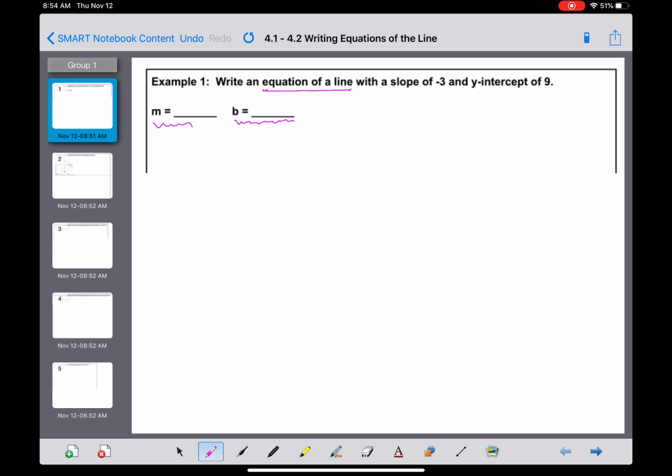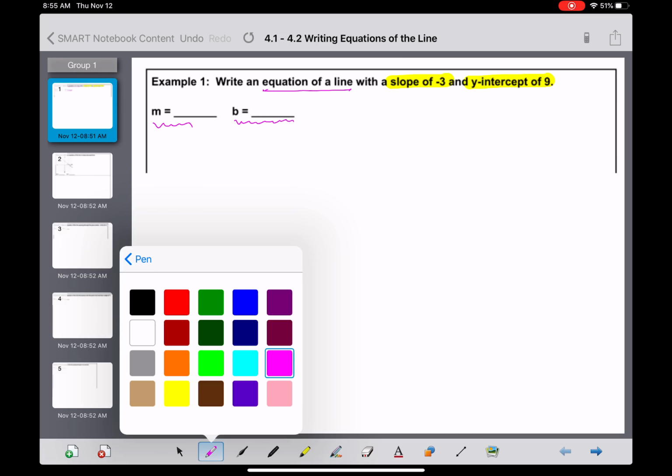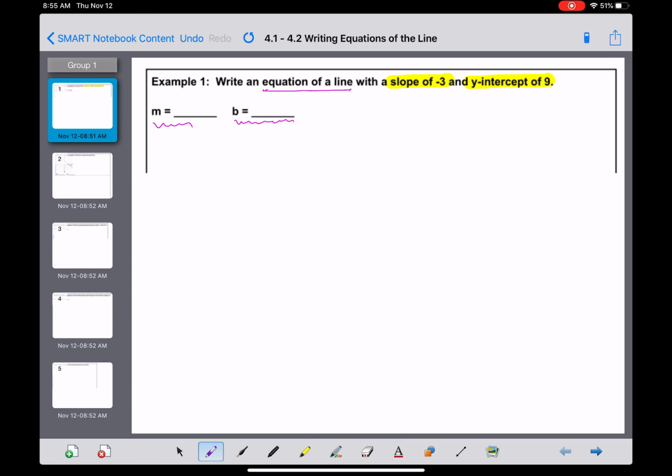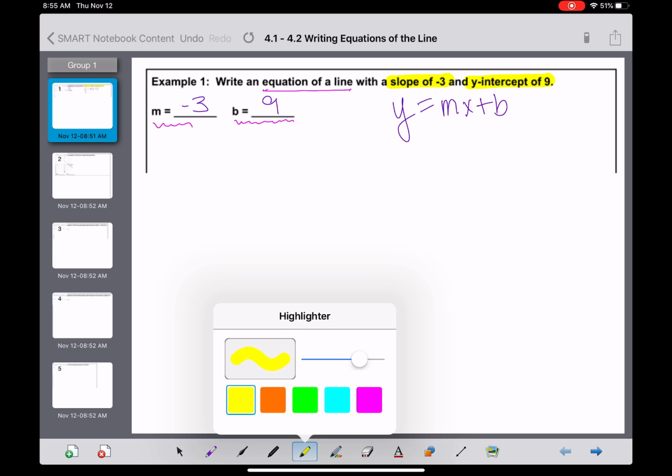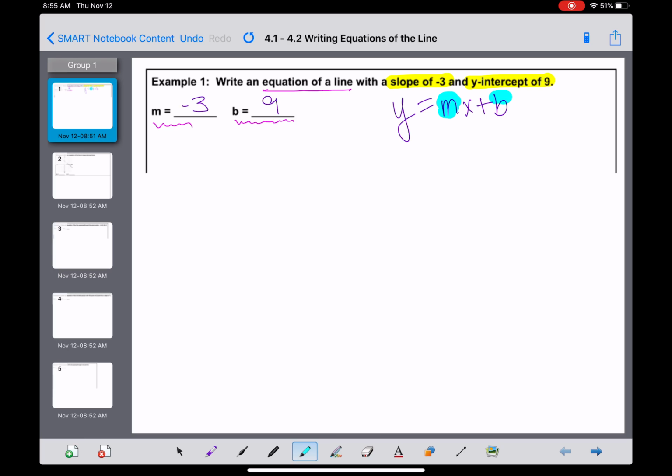These first few examples are very straightforward because they give us exactly what we're looking for. They give us the slope, they give us the y-intercept. So remember, the slope is the m value. So our slope is -3. The y-intercept is the b value, which is 9. And we're going to plug that into y equals mx plus b, always only substituting for m and for b. So my final equation is y equals -3x plus 9.